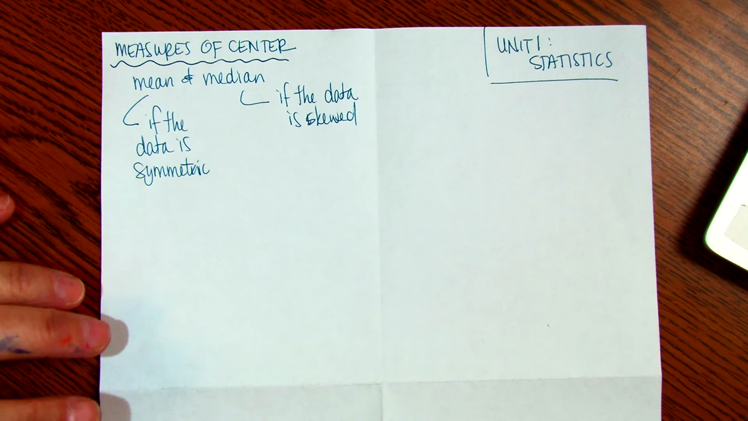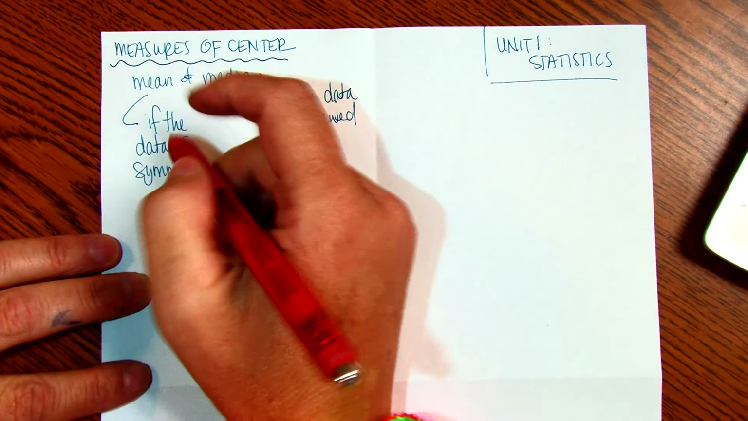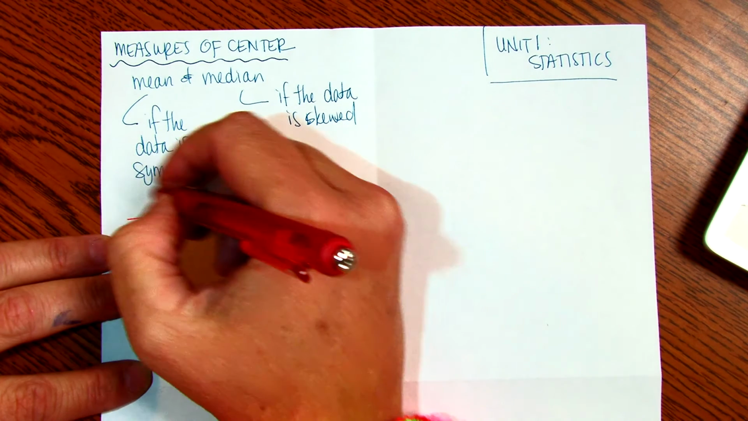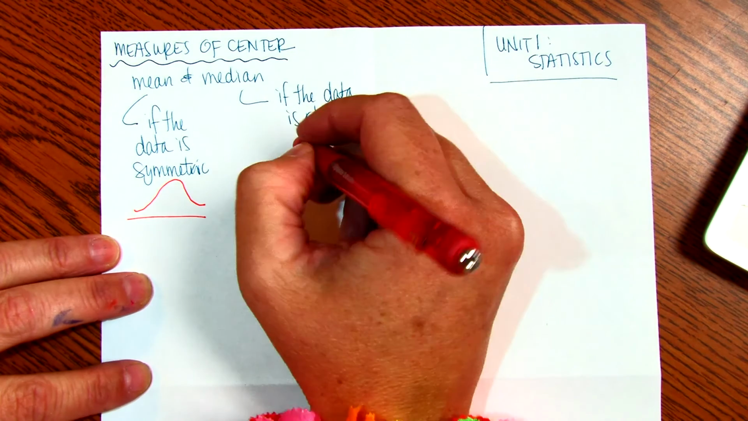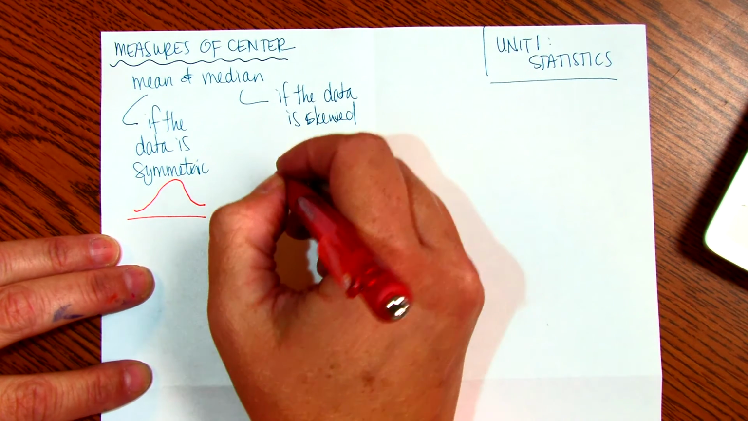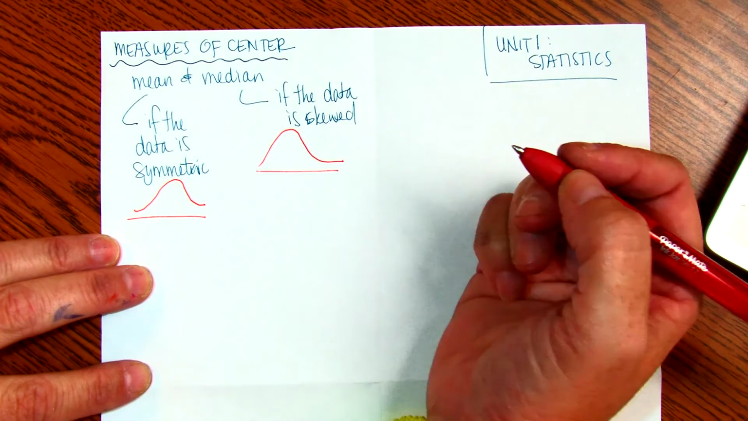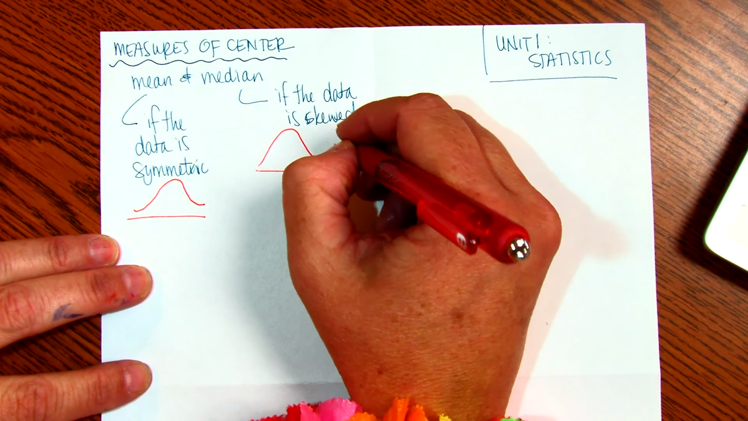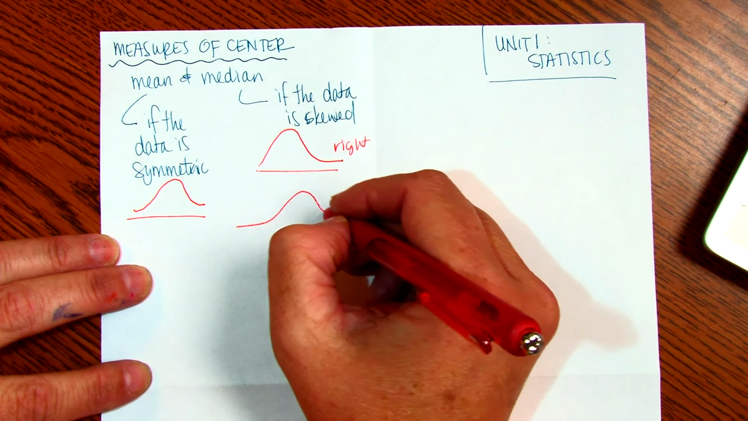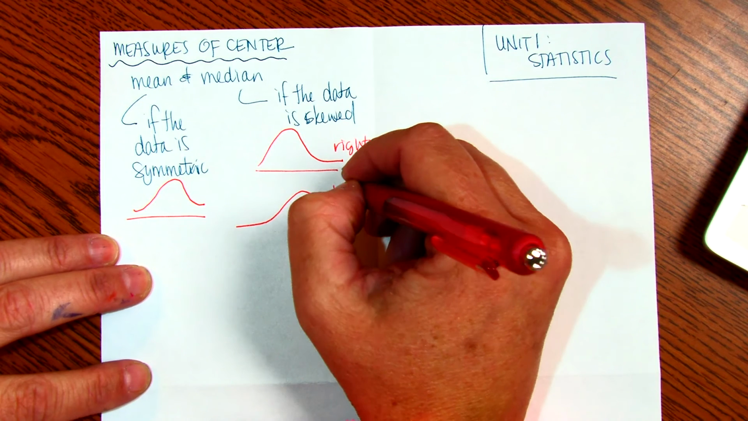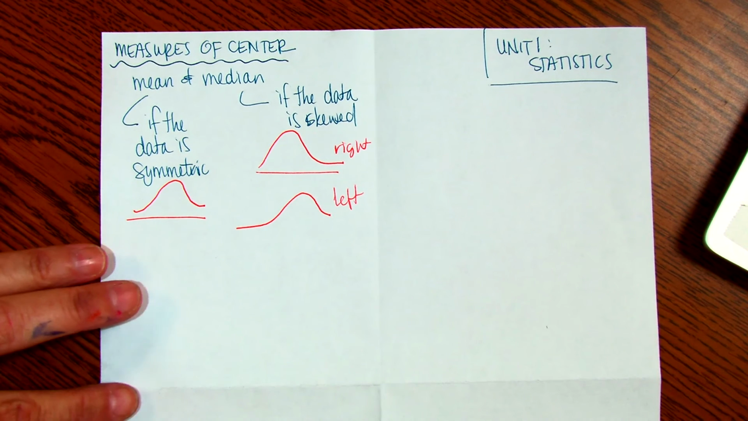So if you need to, you could actually combine some of these big ideas. If the data is symmetric, what I'm thinking of is more like a bell curve. If the data is skewed, I can talk about skewed right, and I can talk about skewed left. So I can combine some of these ideas based off of what I'm talking about.